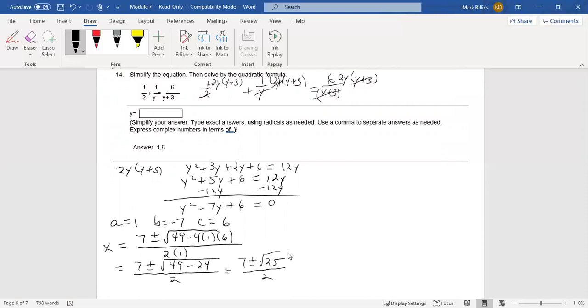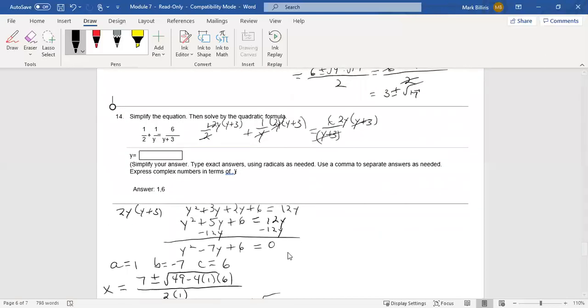So again, we simplify. We know the square root of 25 is 5. So here we'd have 7 plus or minus 5 all over 2. Remember what I said before, since we can combine these, we want to write it as 2 separate problems in order to simplify: 7 plus 5 over 2 and 7 minus 5 over 2. So 7 plus 5 is 12, and 12 over 2 is 6. And 7 minus 5 is 2, and 2 over 2 is 1. So our two answers would be 6 and 1.